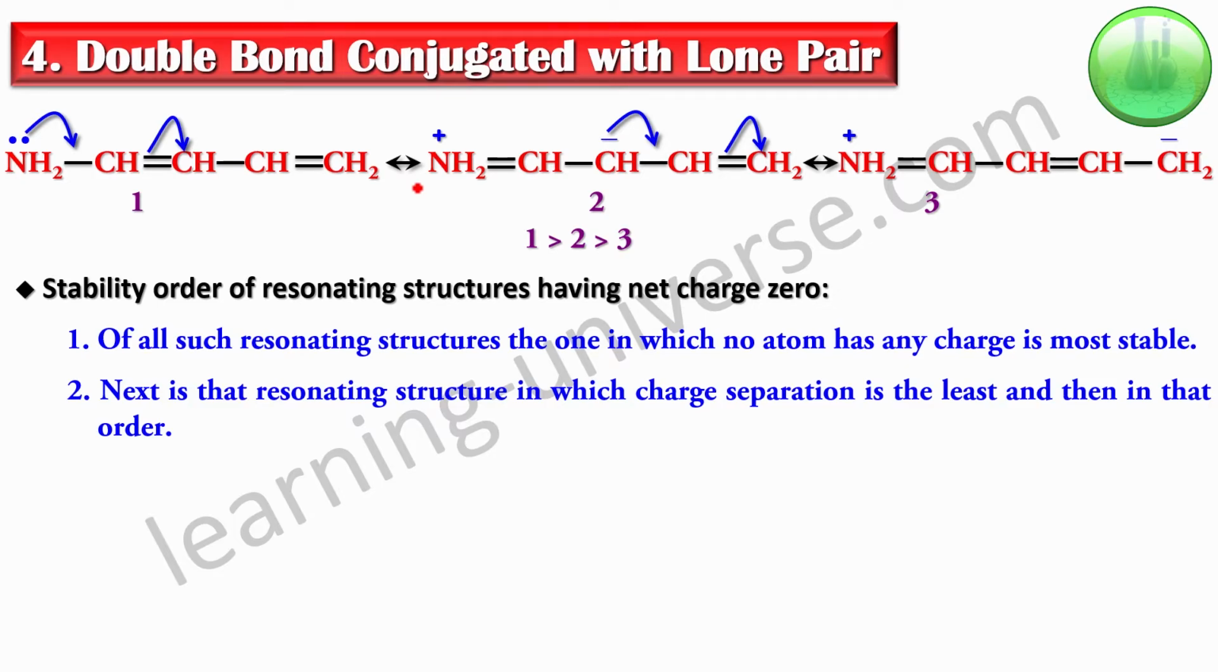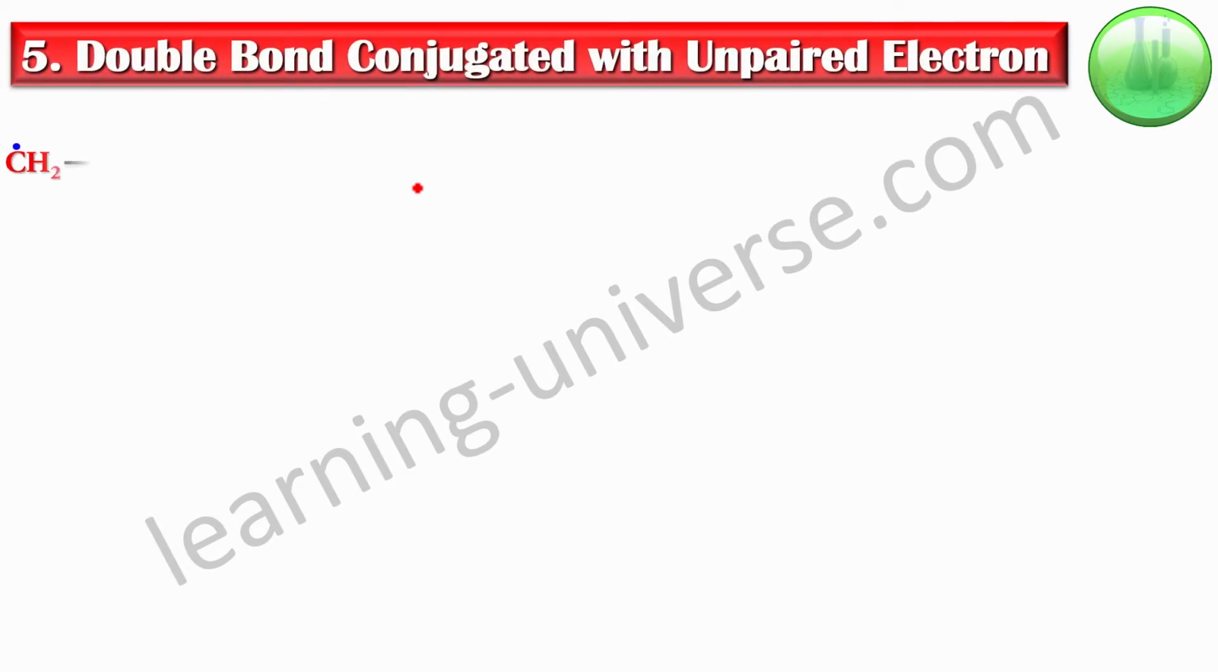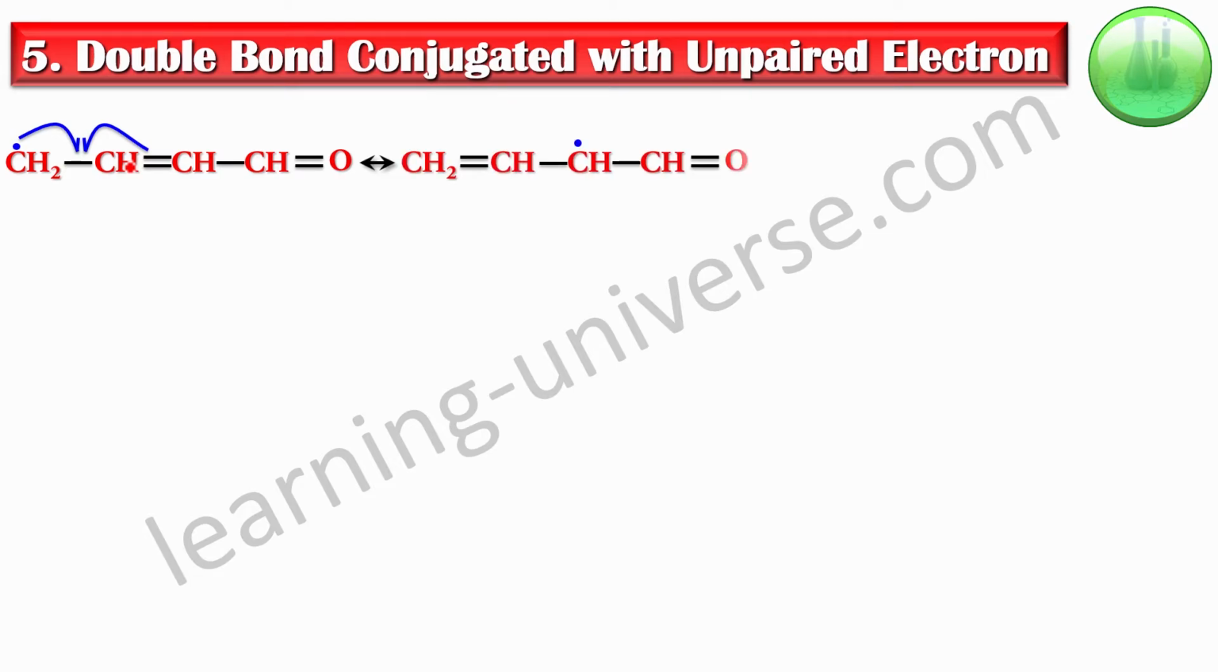Alright, now we go to the 5th point. There were 7 of them. We're on the 5th: double bond conjugated with an unpaired electron. Look at this one. There's an unpaired electron and there's a double bond here. They are conjugated. Now it's a single electron movement, so I'm going to show a half arrow. One electron moves here, one electron moves here, and this carbon becomes a radical. Again, a similar thing happens. One electron moves here, one electron moves here, and again oxygen becomes a radical. 1, 2, 3.